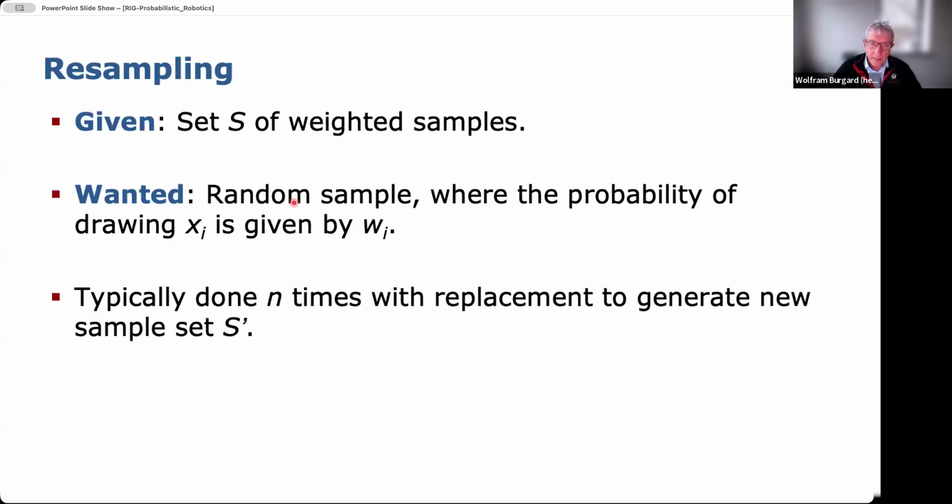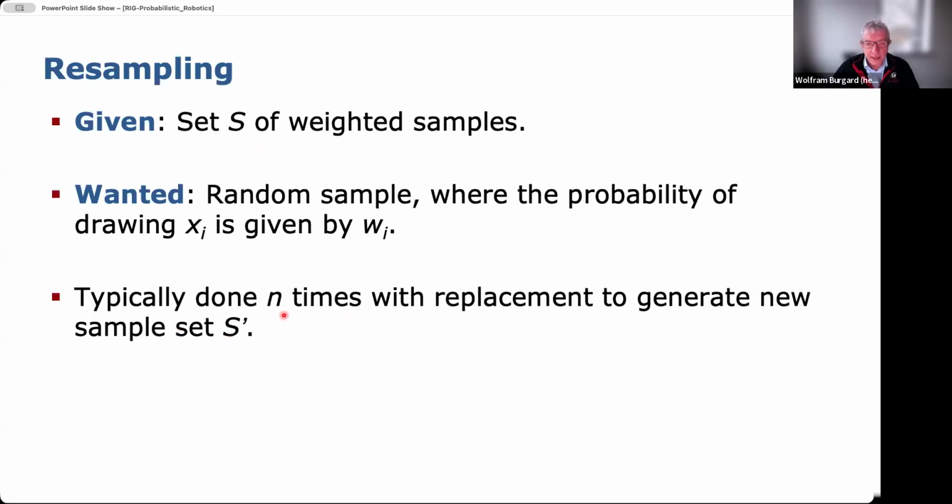What we are interested in is a new particle set where all the weights are identical. So we draw from this set of particles in a way that is proportional to the importance weight. This brings us back to the survival of the fittest: particles with higher importance weights will have a higher chance of being replicated, and particles with low importance weights will have a low chance of being replicated.